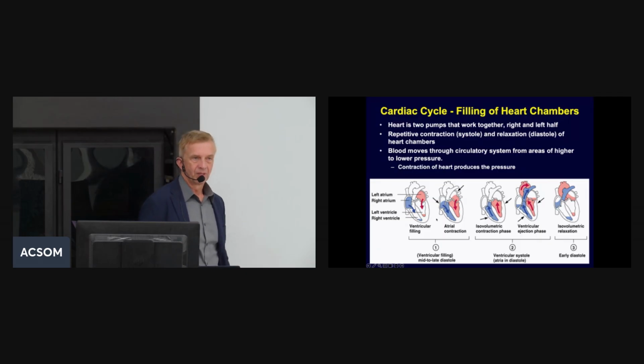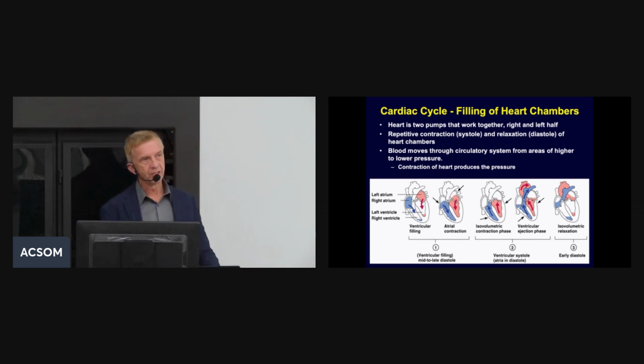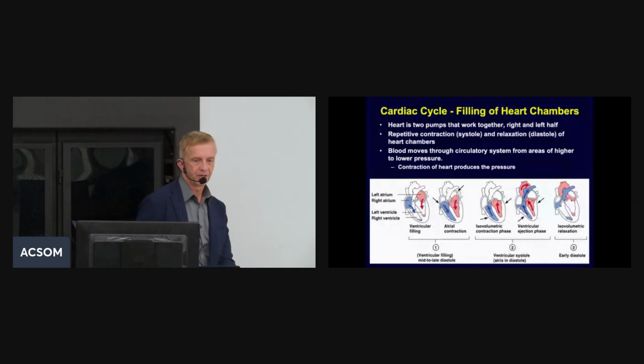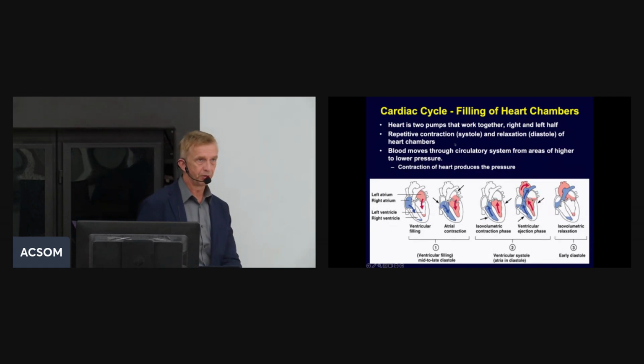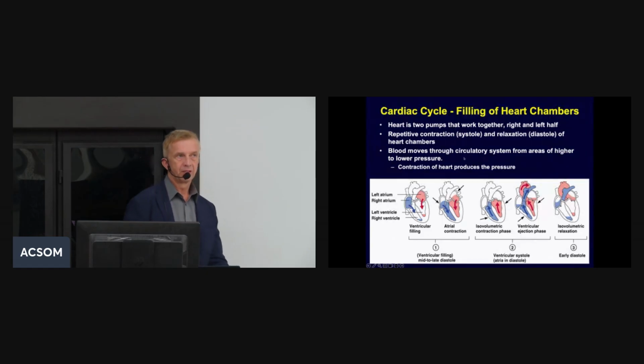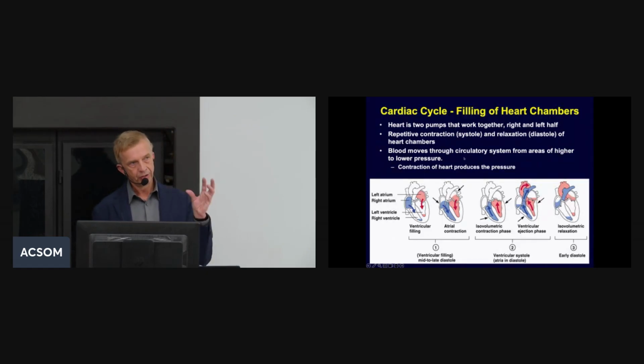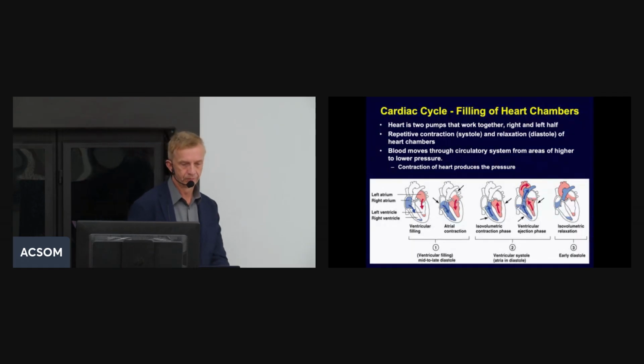So, the cardiac cycle. We haven't talked about the cardiac cycle. Basically, there are two synchronized pumps in the heart that work together, the right and left side. The right side pumps blood to the pulmonary vasculature, and the left side to the body. Repetitive contraction and relaxation is responsible for cardiac output, or stroke volume. And as I mentioned, blood moves from the area of higher pressure, which is created by the heart as a pump in a closed circulatory system, to the area of lower pressure.